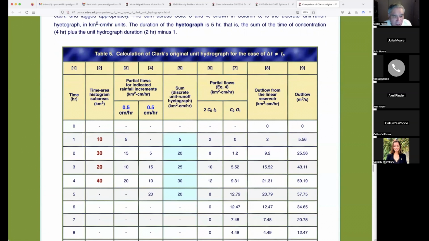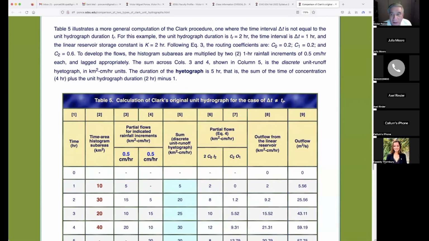Delta T is 1 hour. I'm sorry, in here, T sub R is 2 hours. T sub R is the duration of the unit hydrograph, 2 hours. That's a fundamental parameter, the duration of the unit hydrograph, the physical parameter, while delta T is the numerical parameter that we've chosen to do the computation. And if they're not the same, then you've got to do this table.